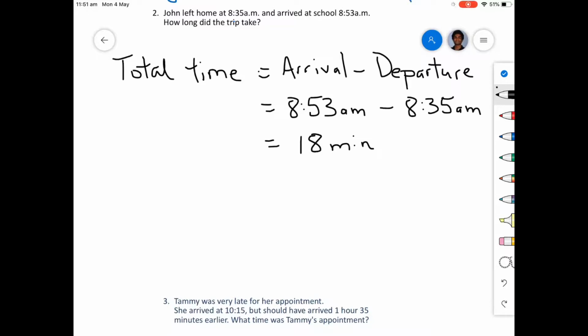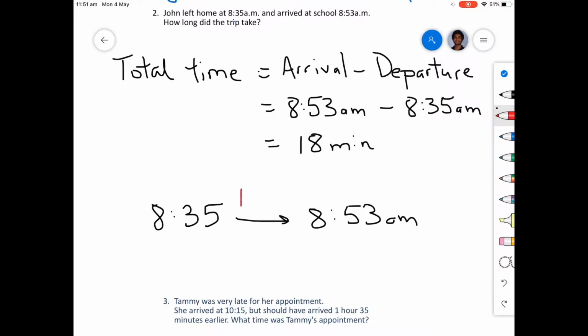The other way of doing it, which we just did then, was to use our checkpoint system, so 8:35 to 8:53 a.m., and that there is 18 minutes. As you can see, that is exactly the same step as the first one. We're using our checkpoints instead of using our formula. But for both questions, you will still need your therefore. Therefore, the trip took 18 minutes.